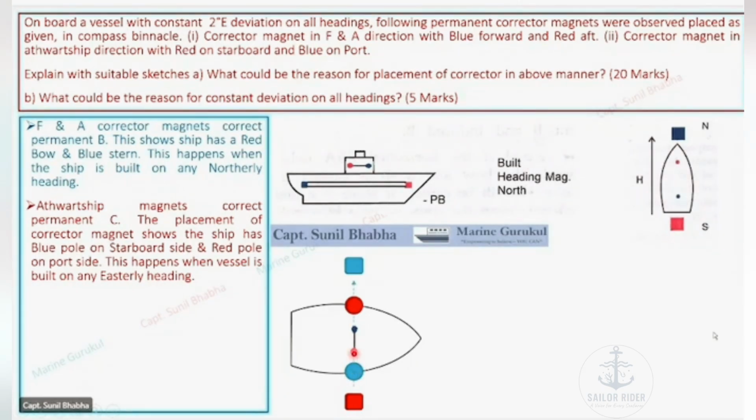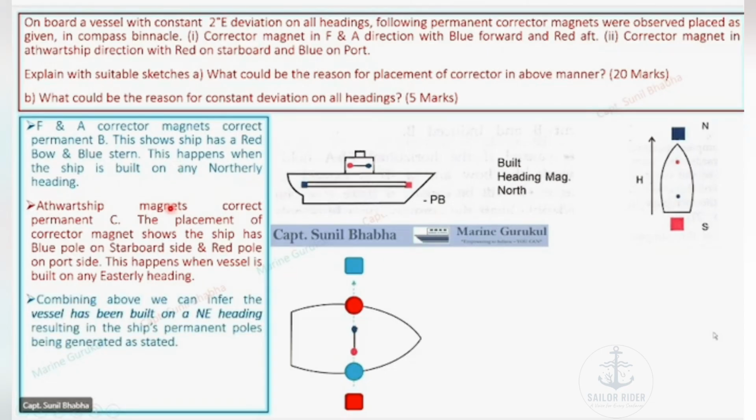The question says that the corrector is having a red end to starboard. So this red end cancels out the blue pole of the ship, thus correcting coefficient permanent C. So the placement of the corrector magnet in this particular orientation, red to starboard and blue to port, immediately tells us that the vessel has been built on any easterly heading.